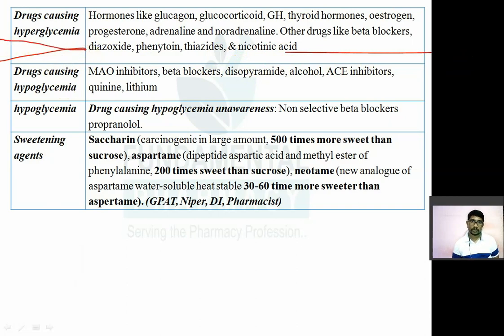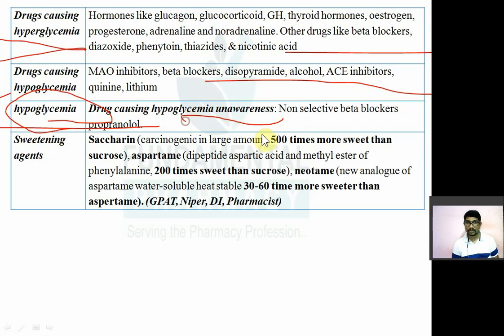Now drugs causing hypoglycemia. There are certain drugs which decrease the blood sugar level: MAO inhibitors, then beta blockers, disopyramide, alcohol, ACE inhibitors, quinine and lithium. Drugs causing hypoglycemia unawareness: non-selective beta blockers suppress the symptoms of hypoglycemia, and that is known as hypoglycemia unawareness.